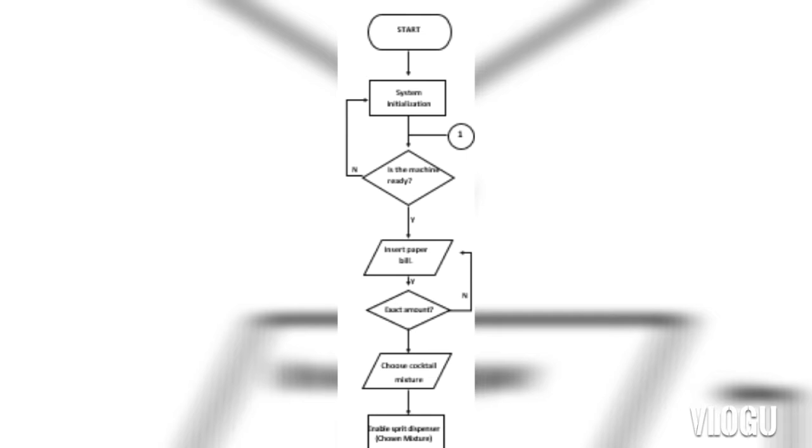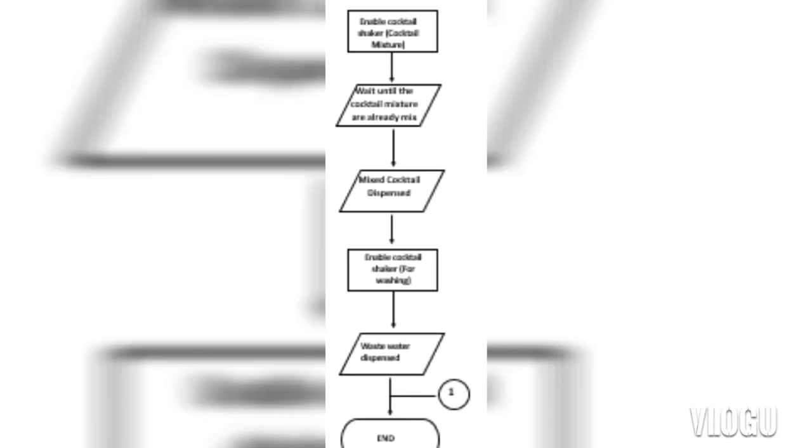The figure shows the system flow of the project. Once the system is ready, the user must insert an exact amount of paper bill in the bill acceptor. If the machine verifies the exact amount, the user must choose his or her desired flavor. Then the spirit dispenser will pour the cocktail ingredients toward the shaker. Then the automated shaker will mix the cocktail chosen by the user.